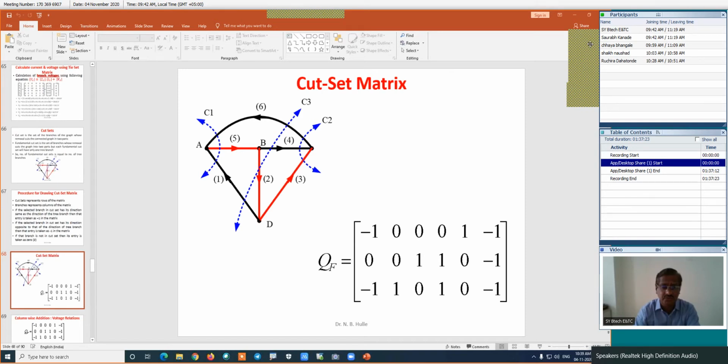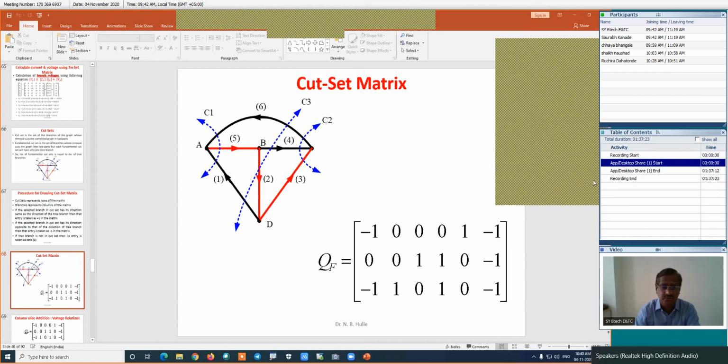Now, I will take one example related to this, that is the preparation of the cut set matrix. And then we will proceed further.